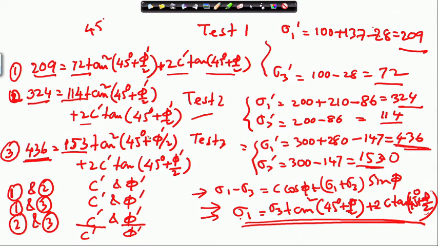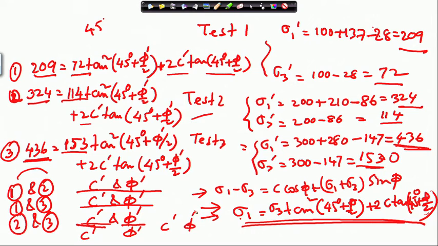Why is it so? Because from the test results we may not get the accurate result. So, we have to get the average value. Because of that, combinations of 1 and 2, 1 and 3, 2 and 3, like that I can solve and get the value of C and phi from each set, and then finally the average value I can find out. This way, that value will be your effective stress parameter C dash and phi dash.